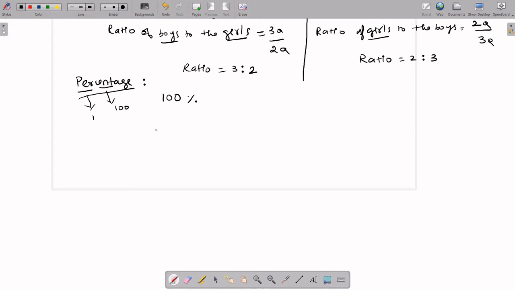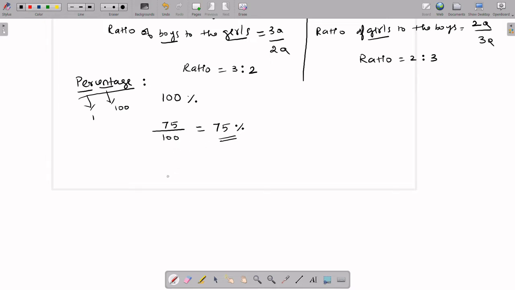Suppose you are writing the exam for 100 marks and you get 75. How much marks you obtained in your exam, you can say that is 75% marks. You can say that I obtained 75% marks in my exam.